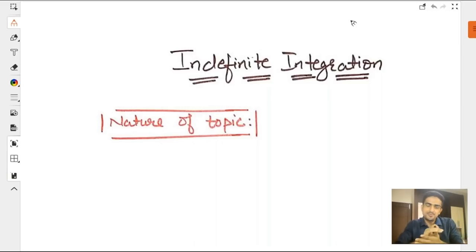Hi guys, this is Arvind Kalia, and today I'll be taking you through the basics of indefinite integration. Being very frank, this is the topic which is normally asked in school as well as in competition. So certainly that makes it a very important topic. And normally students struggle in a particular kind of problems in this chapter.